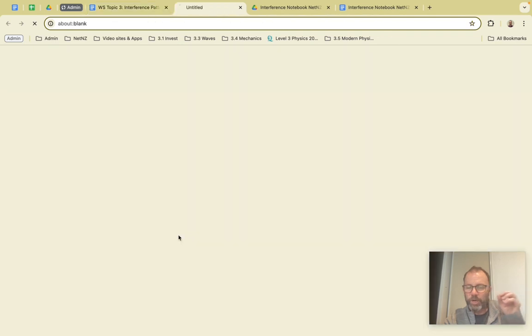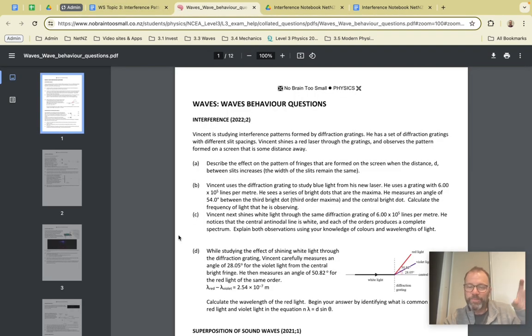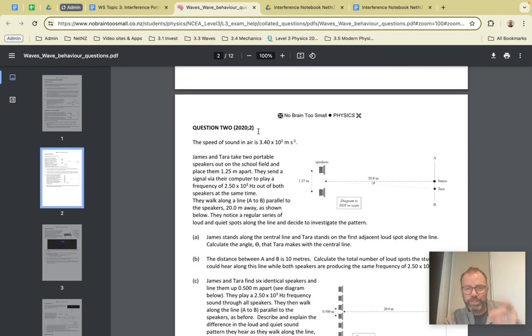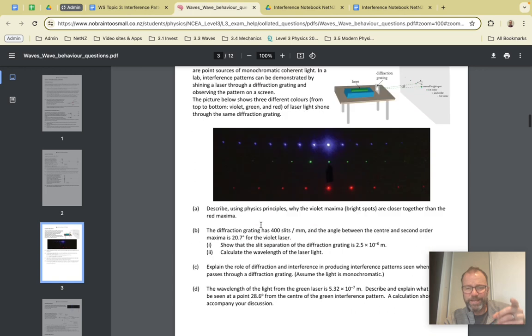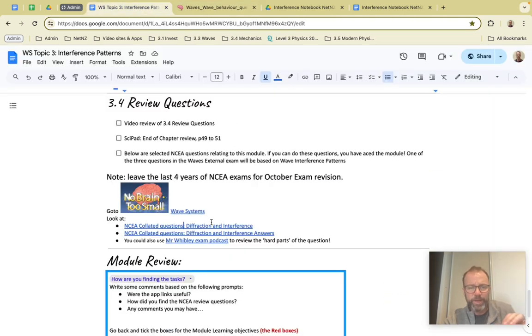What is this? This is No Brain Too Small, where they have done the hard work for us teachers, and they've cut and pasted questions from the exam paper relating to interference effects. It was question 2 in the 2022 paper, question 1 in the 21 paper, question 2 in the 20 paper, question 2 in the 19, question 1, etc. So there's a good practice there.